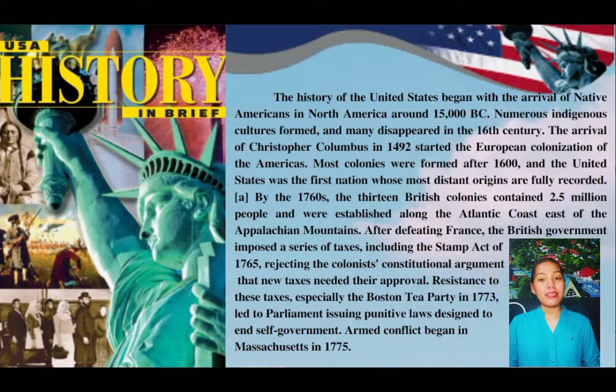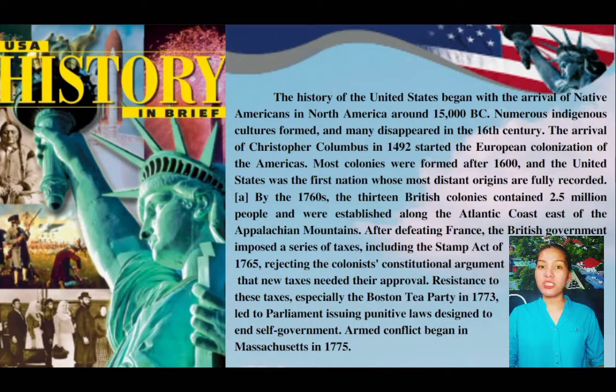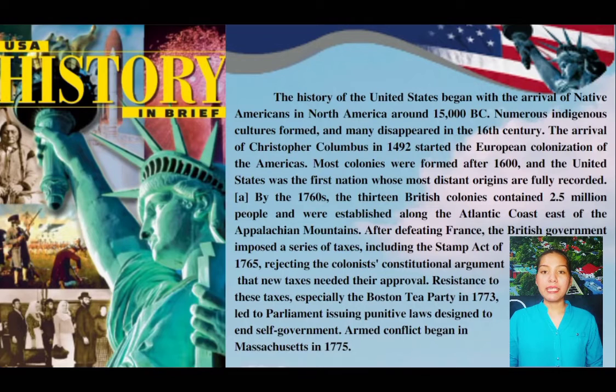By the 1760s, the 13 British colonies contained 2.5 million people and were established along the Atlantic coast east of the Appalachian Mountains. After defeating France, the British government imposed a series of taxes, including the Stamp Act of 1765, rejecting the colonies' constitutional argument that new taxes needed their approval. Resistance to these taxes, especially the Boston Tea Party in 1773, led to Parliament issuing punitive laws designed to end self-government. Armed conflict began in Massachusetts in 1775.